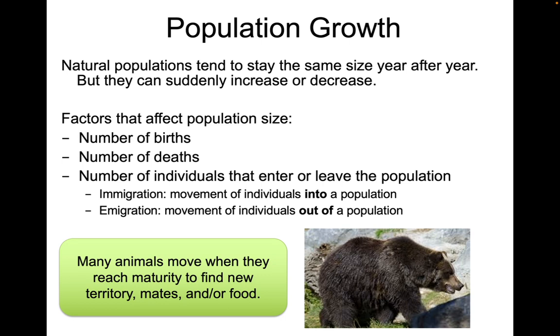In terms of population growth, a natural population tends to stay the same size year after year. They can very suddenly increase or decrease, and that might be due to the number of births, the number of deaths, or the number of individuals that enter or leave. Immigration is the movement of individuals into a population, and emigration is the movement of individuals out of a population. Many animals will move out of their population when they reach maturity because they need to find new territory, mates, or food.